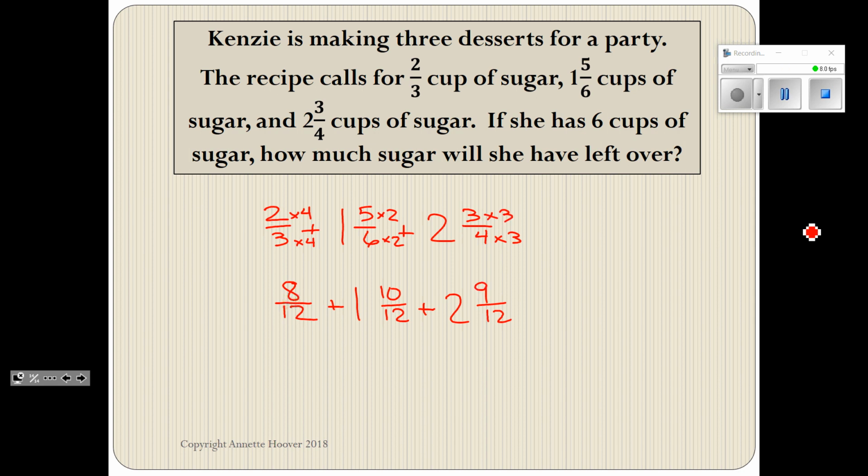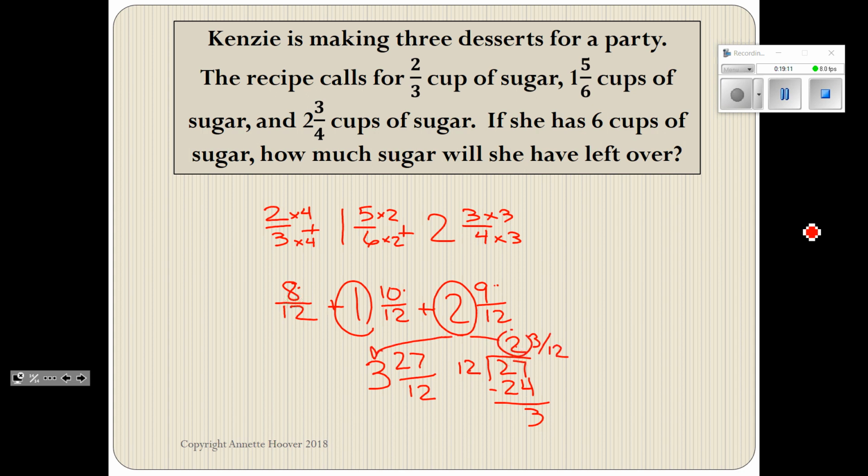I can add my whole numbers together. 2 plus 1 is 3. Then I have 8 plus 10 plus 9. 8 plus 9 is 17, plus 10 is 27/12. If I divide that out, 27 divided by 12 is 2. Multiply is 24. Subtract and get 3 would be 3/12. So I add 2 back to my 3. That would be 5 and 3/12.